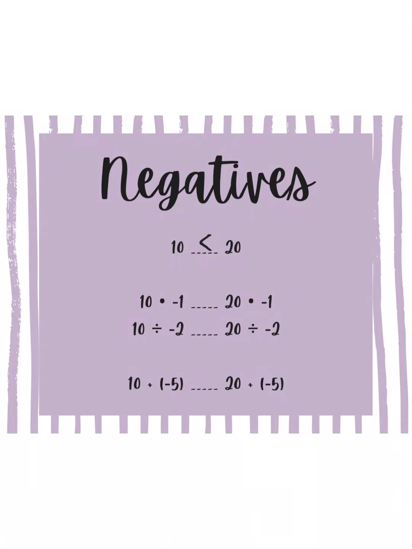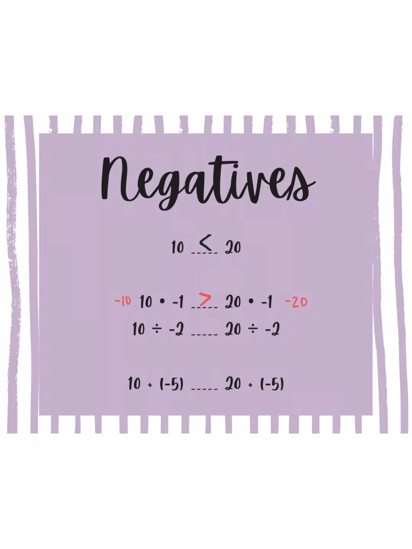Here I've got 10 times negative 1 and 20 times negative 1, which of course is negative 10 and negative 20. When we multiply by that negative, our values change. In fact, negative 10 is actually the larger number because it's closer to 0. So you'll notice that when I multiplied by negative 1, my sign flipped. It used to be a less than symbol, now it's a greater than symbol.